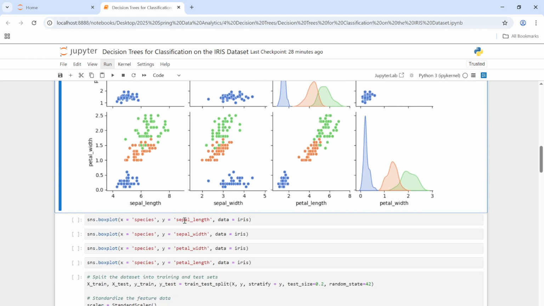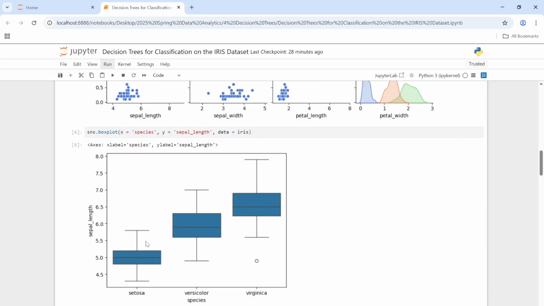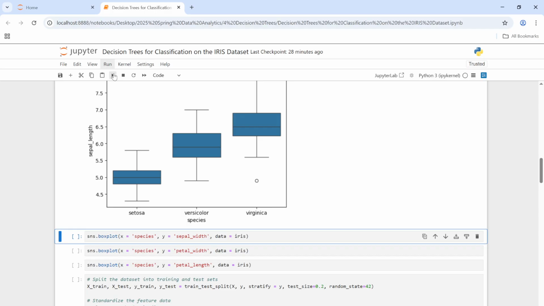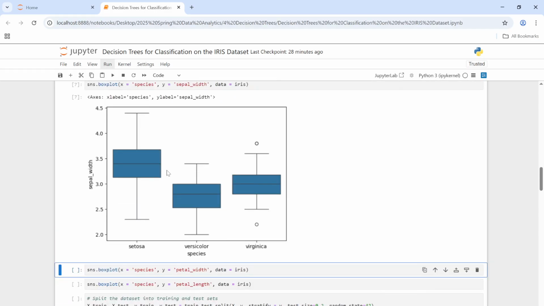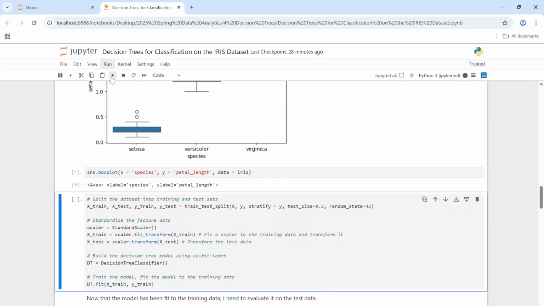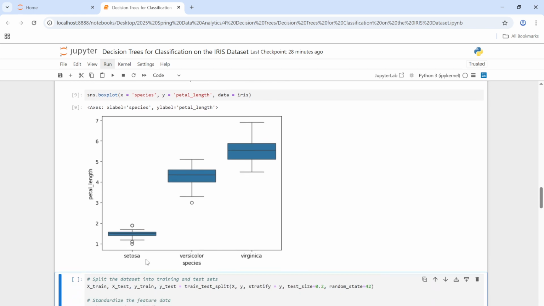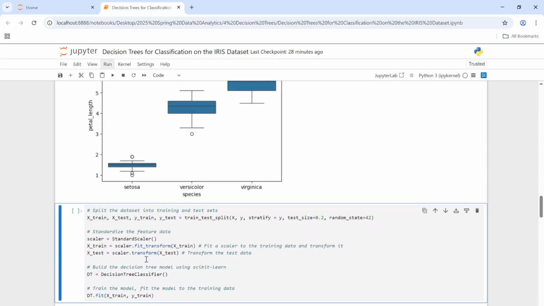We can also explore how each one of these species varies with respect to their sepal length measurements or their sepal width measurements or even their petal width and petal length. And you can see that again with these box plots, in general, the measurements associated with the petal length and petal width appear to be a little bit more discriminative between the different classes. And again, we can express that using the concept of entropy.